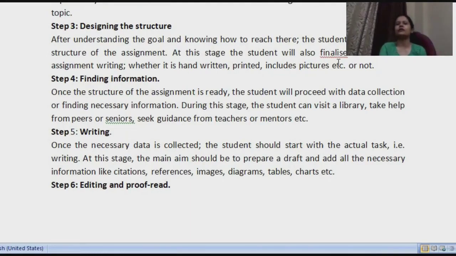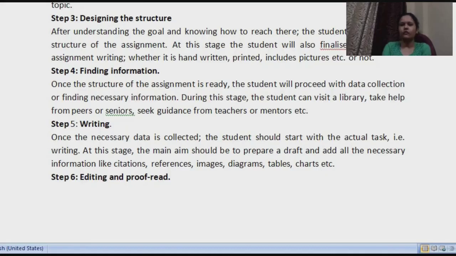At this stage, the student will also finalize the mode of assignment writing, whether it is a handwritten assignment, whether you need to take printouts, whether you need to add some pictures, charts, or what it is that you need to include, right? In school days, we need to decorate the assignment and everything. But now maybe you need to simply type the assignment and give it with your university or college logo, your name, your roll number, and other stuff. So you need to know what all things you need to put there, and you can accordingly design the basic structure. All right.